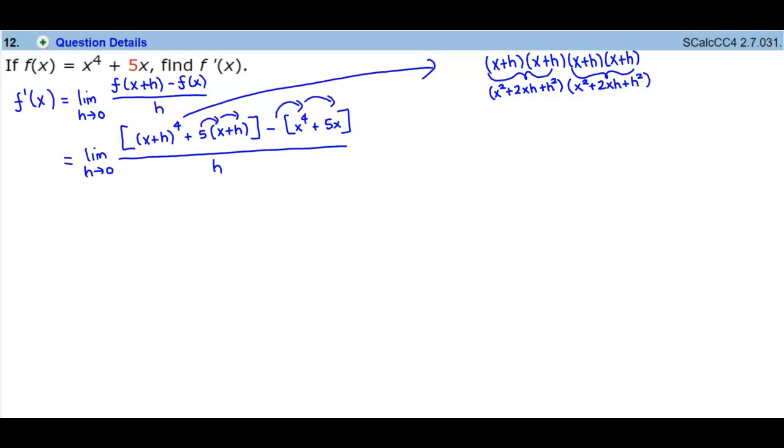Okay, so now we can multiply this by using the box method. We have x squared, 2xh, and h squared across the 3 columns, and then the same 3 terms down the 3 rows. So we're going to find the area of each particular box.